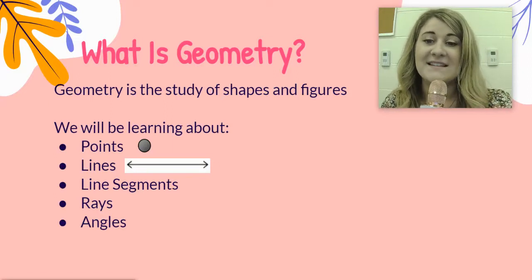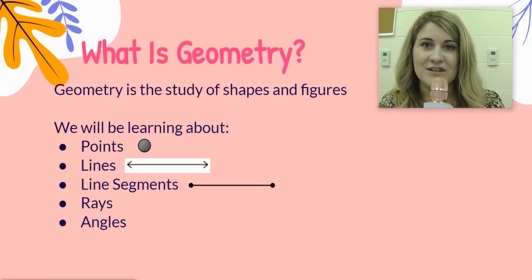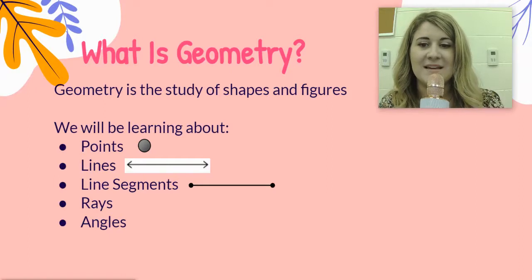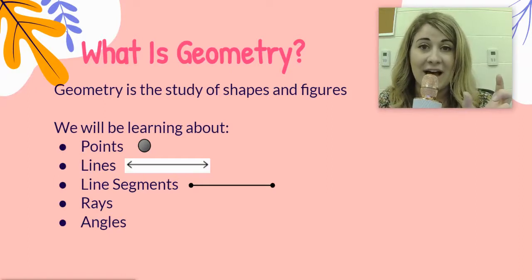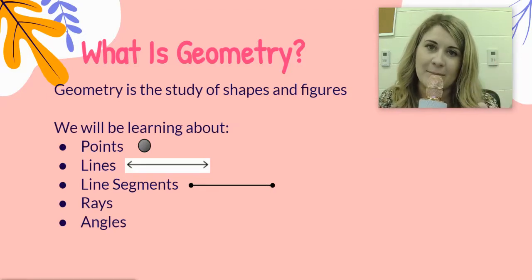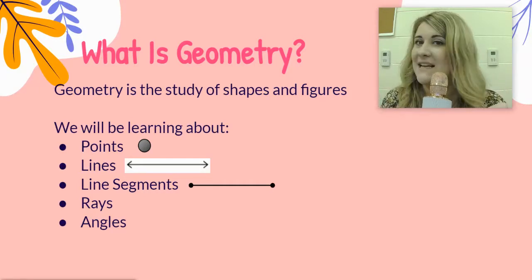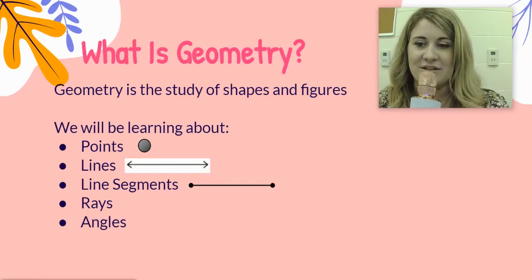Next, we have a line segment. A line segment is very closely related to a line. Except for arrows on the end, it has 2 end points because it is a section of a line. It has a start point and an end point, making it a segment or a section. So a line segment looks just like a line, but it has 2 end points instead because it does not go on forever in both directions.